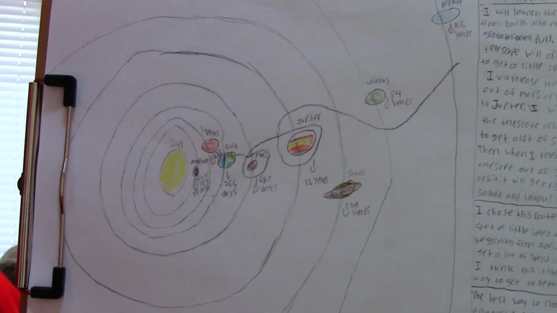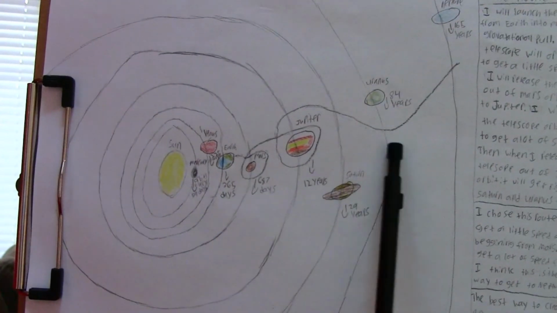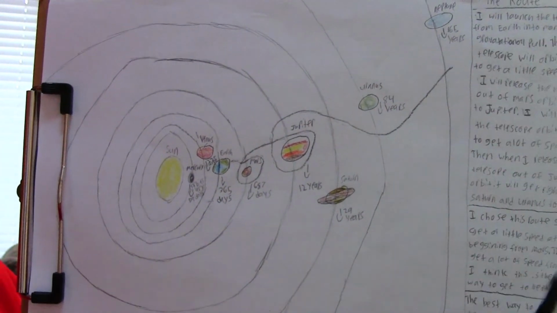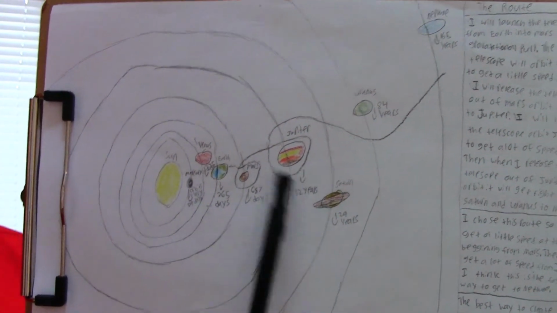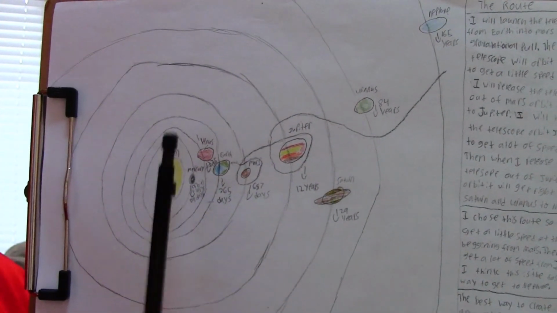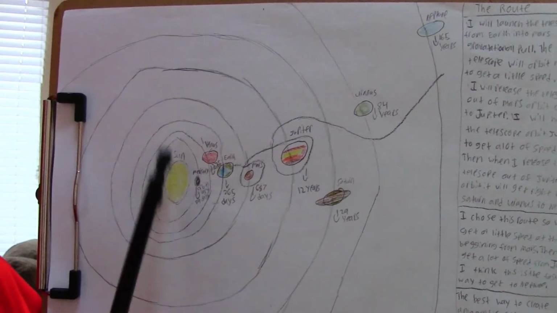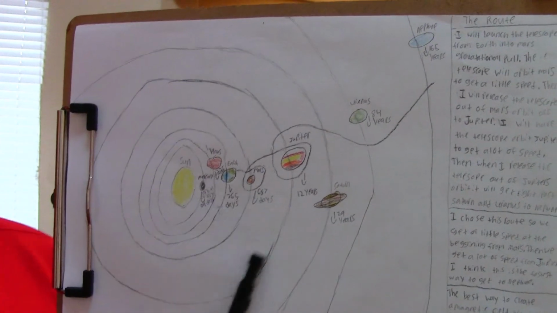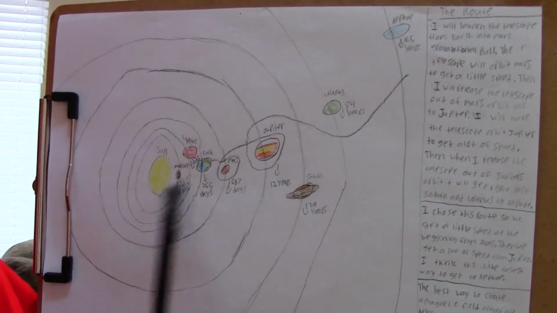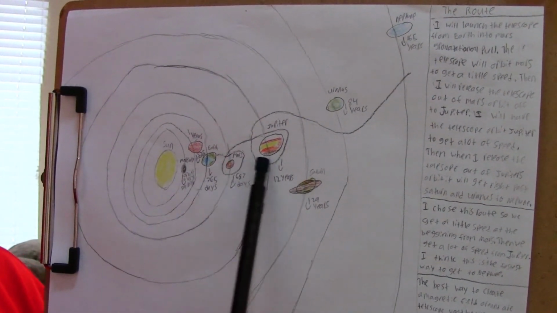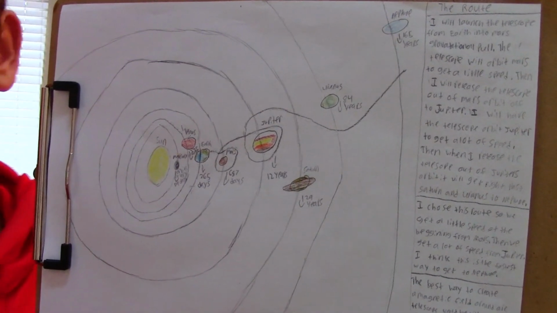So this is my first model. In this model, this is the solar system, and I explained my route I'd use and the magnetic field I'd use to protect my telescope. And then the closer the planets are to the sun, the faster they orbit the sun. And also these are the smaller planets closer, and as you go farther out, it usually gets bigger.